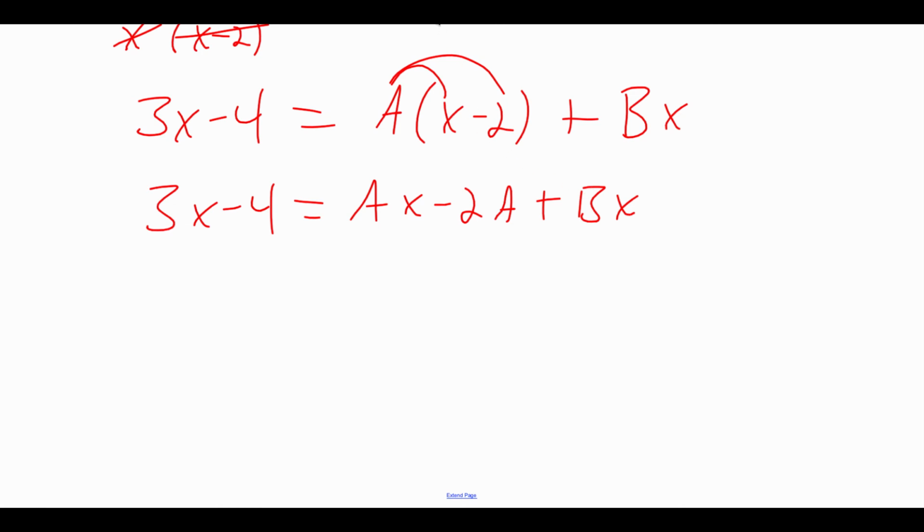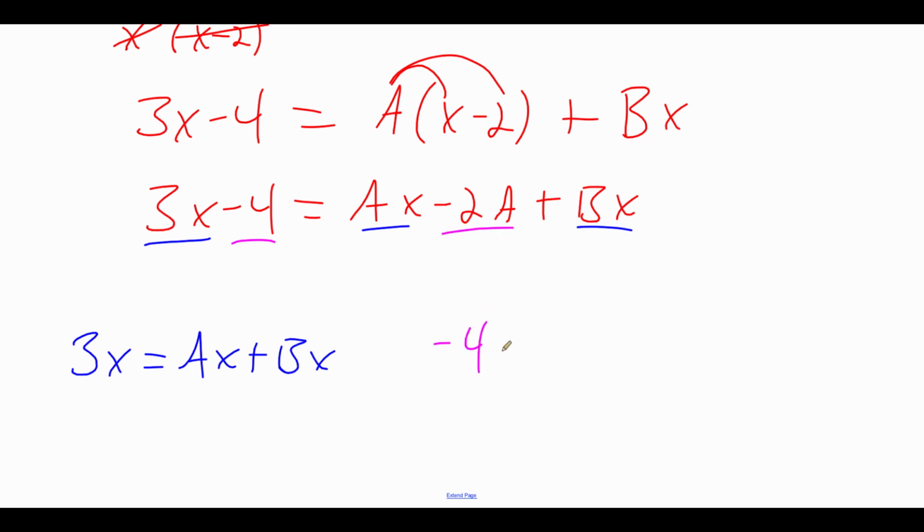And now we're going to split this up to make our two separate equations. So I'm first going to look at the things that have x's in them. So we've got 3x = ax + bx. And for our second equation, we're going to look at the -4 = -2a. Now here we're actually going to be able to solve to find our a value right away. So I can divide that -2 over to the other side, so we get an a value of 2.